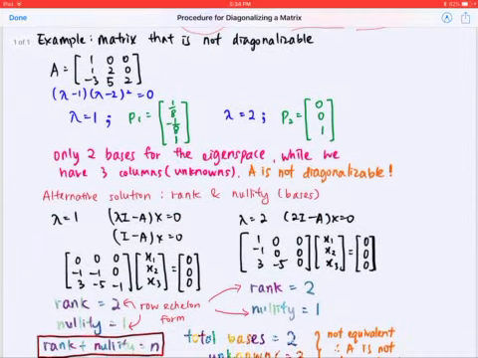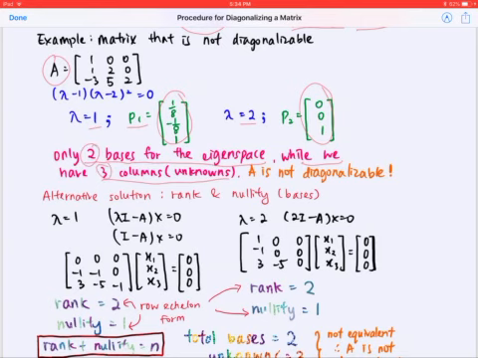And we have some cases where the matrix is not diagonalizable. Let's look at this matrix A. I found that one eigenvalue is 1, with the eigenspace which is this one, and another is 2, with 1 eigenvector. So we only have 2 bases for the eigenspace, while we have 3 columns or 3 unknowns. Remember the condition in step 1: the number of bases for the eigenspace must be the same as the number of columns or unknowns. In this case, since they are not the same, A is not diagonalizable.